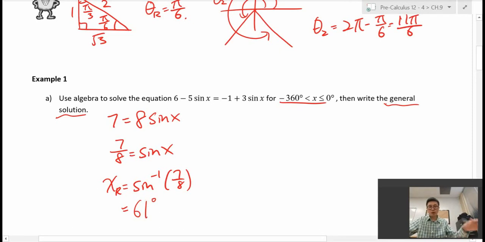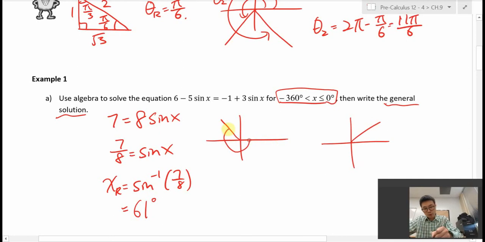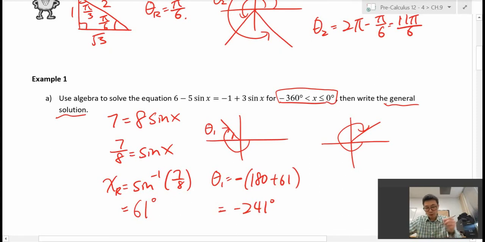So that's the reference angle. Because sine is positive, we know the answer is going to be in quadrant 1 and 2. So we're looking at this angle and this angle, because we are looking from -360 to 0. This reference angle is simply 61. So theta 1 is going to be, first of all, I'm just going to put a negative sign there because I know I'm rotating clockwise. To find this angle, if you don't think about signs, it is simply 180 plus 61. So this is -241 degrees, if we round to the nearest degree.